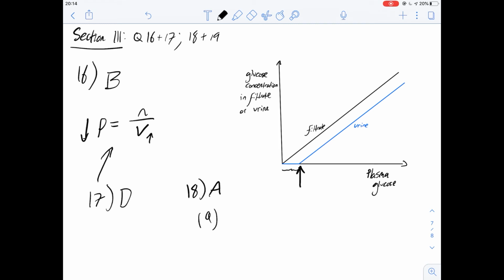Just to go on with this a little bit, as the plasma glucose concentration increases, then there's too much glucose in the filtrate to be all absorbed back in. There's only so much that can be absorbed back in, and that's why at this level here we start to see a rising glucose concentration in the urine, because that's the excess that couldn't be reabsorbed. So that's why the shape of the graph looks like this.